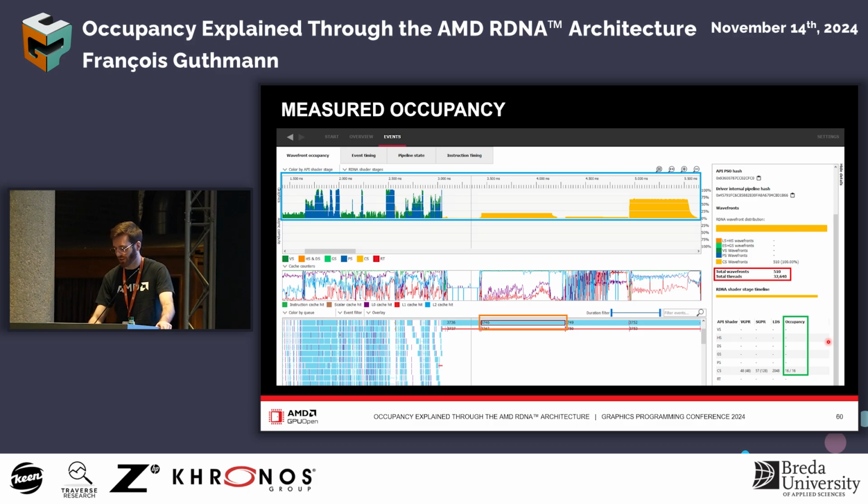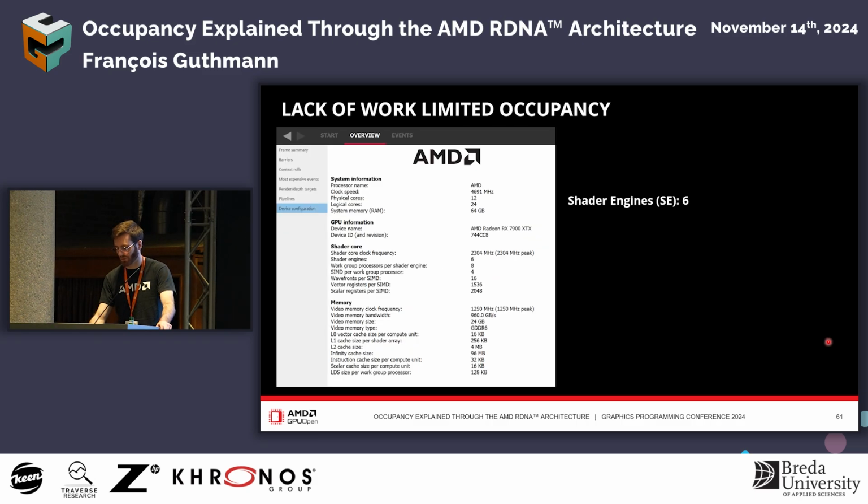The answer actually lies in the red box here. It says total wavefront 510. Let's run some napkin math. If we go back again to the Overview tab and the Device Configuration submenu, we can see that we have 6 shader engines in this GPU.